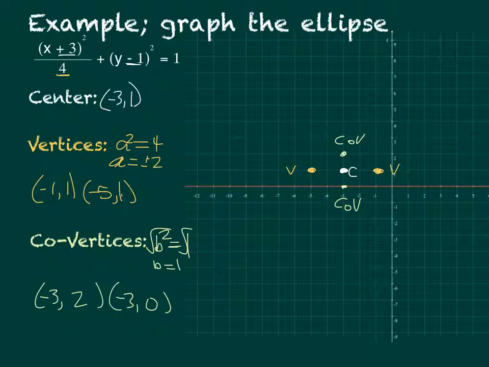And then just connect the points. Connect the vertices with the co-vertices. And there's your ellipse. And if you were to take one step further and find your focus points, your focus points would have to deal with your C squared or your C. And if you worked it out, your C would equal the square root of 3. So you'd have to add the square root of 3 and subtract the square root of 3 from the negative 3. And that's where you'd get your focus points, somewhere in here. Those would be your focus points.